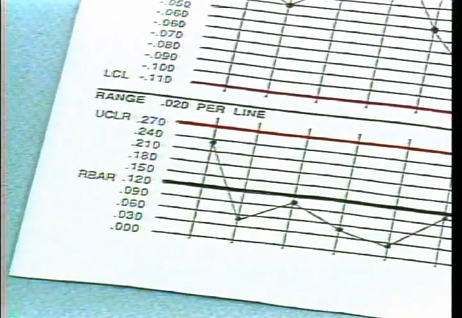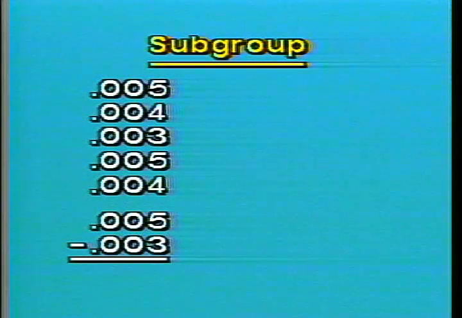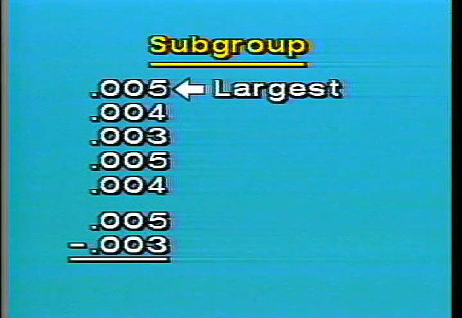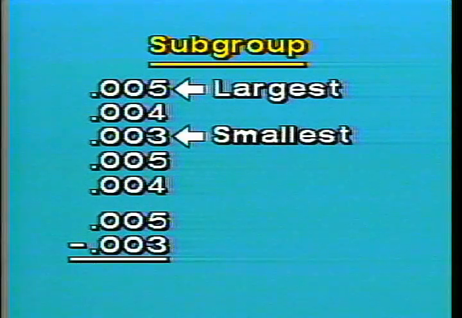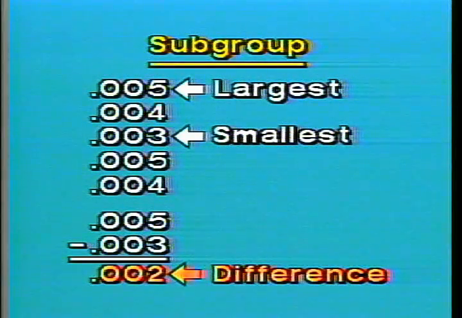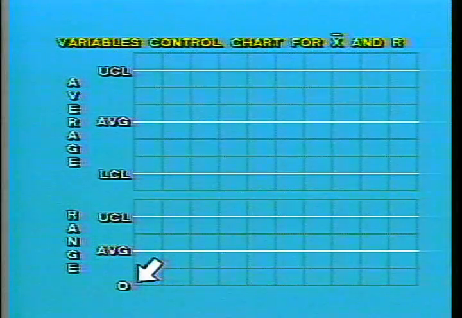The R chart is a range chart. It shows you how wide a range of sizes is occurring within each subgroup. For example, if the largest measurement in a subgroup is 5 thousandths and the smallest measurement is 3 thousandths, the R value for that subgroup would be 2 thousandths. As you can see, you find an R value for a subgroup by subtracting the smallest value from the largest value within the subgroup. Since the R value can't be less than 0, the lowest value on the R chart vertical scale line is usually 0.